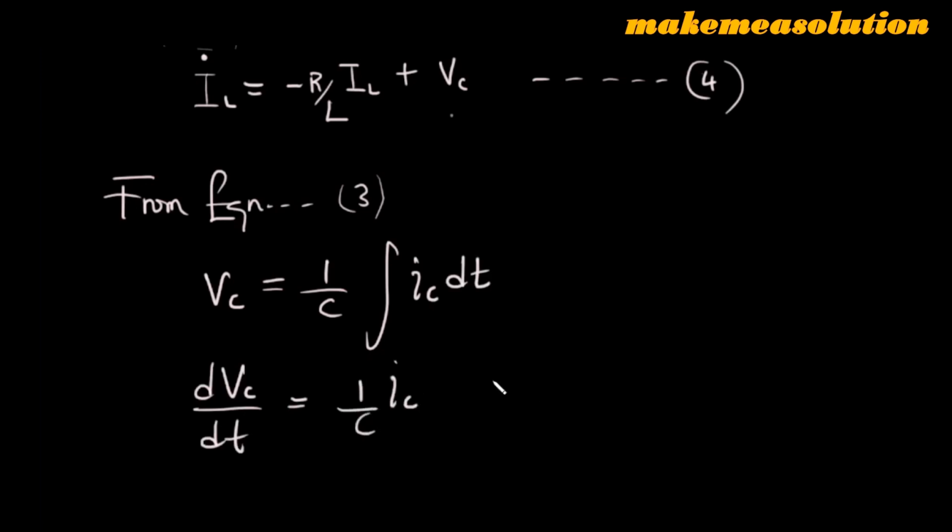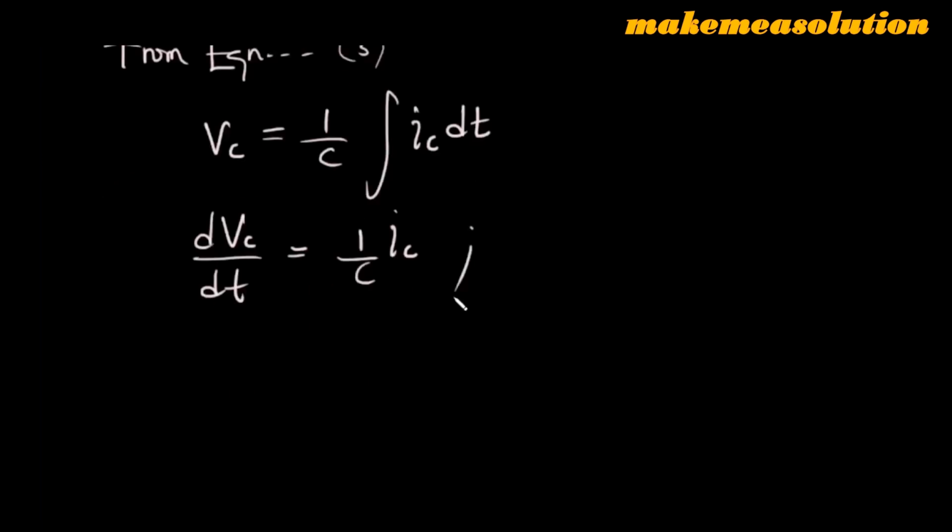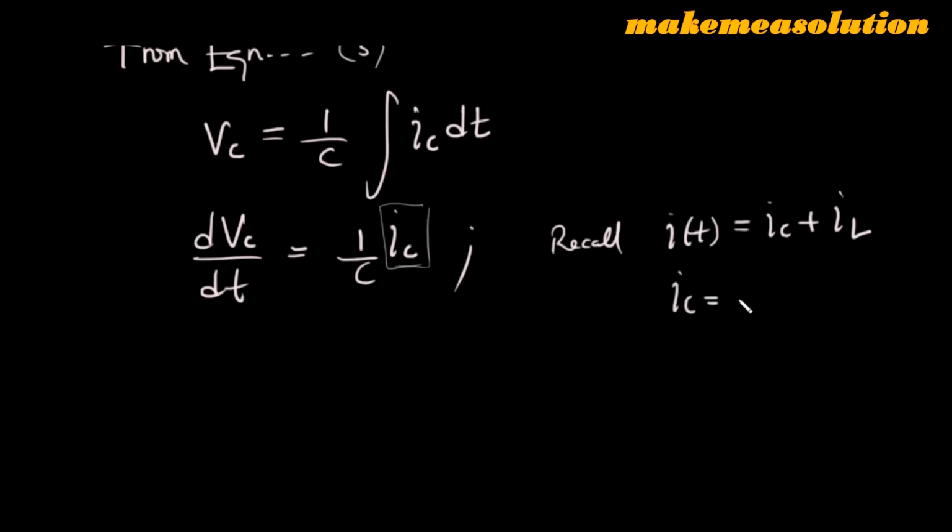Okay, so you also have to recall from equation 1 that our input current I of t is equal to IC plus IL. In other words, if you make IC the subject of the formula, you get that IC is the same thing as minus IL plus I of t, which is the input current. So IC is negative IL plus I of t.